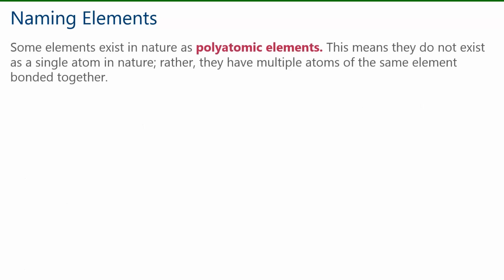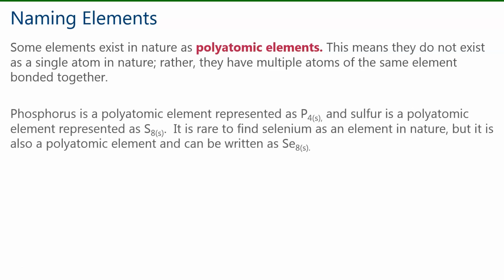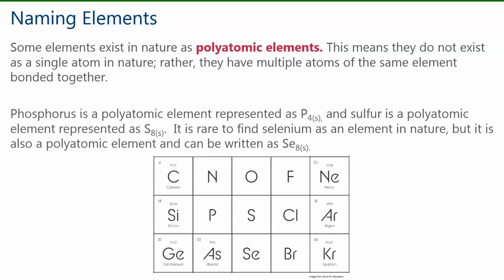Besides the monoatomic and diatomic elements, there's a category called polyatomic elements. Some elements exist in nature as polyatomic elements. This means that they do not exist as a single atom in nature. Rather, they have multiple atoms of the same element bonded together. Phosphorus is a polyatomic element represented as P4, and sulfur is a polyatomic element represented as S8. It is rare to find selenium as an element in nature, but it is also a polyatomic element, and it can be written as Se8.